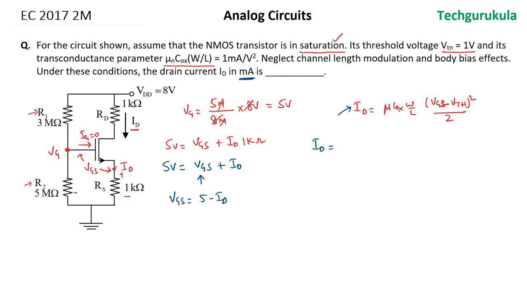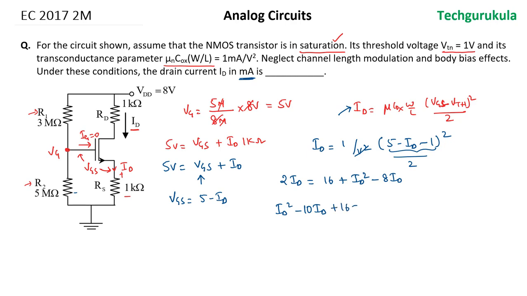So ID will be equal to mu Cox W by L, which is 1 milliampere per volt square. We have to be careful here that ID we are assuming already in milliampere. So I cancel milliamperes on the left side and right side, times VGS, which is 5 minus ID, minus VTH, which is 1, whole square divided by 2. So we can write 2ID is equal to (4 minus ID) whole square. So 16 plus ID square minus 8ID. So we have ID square minus 10ID plus 16 is equal to 0.